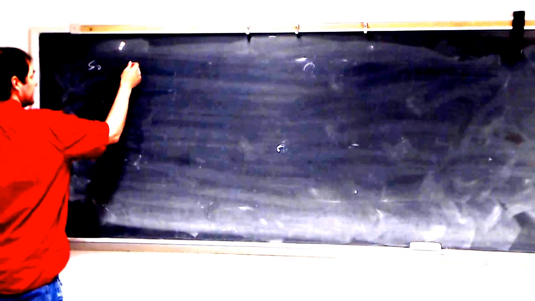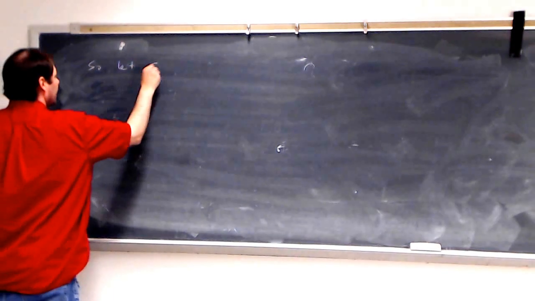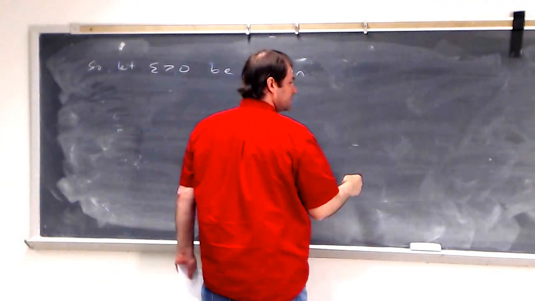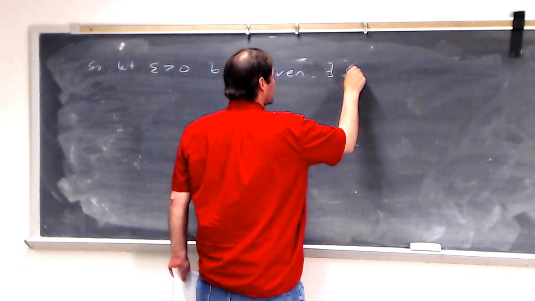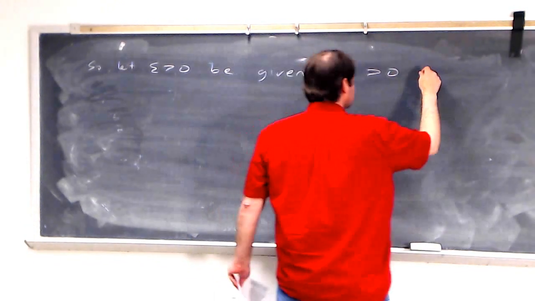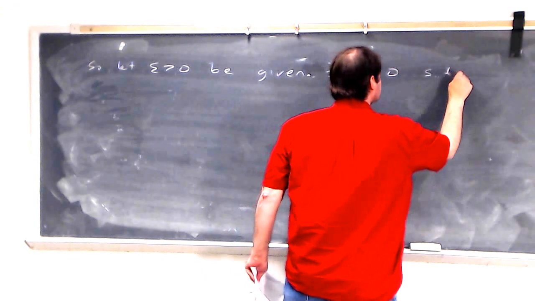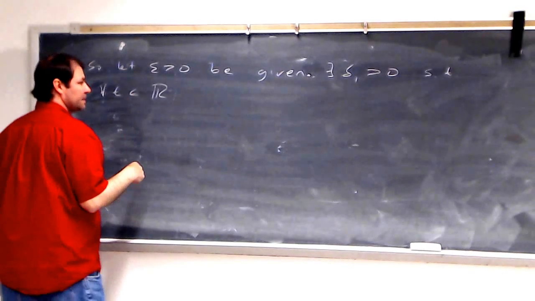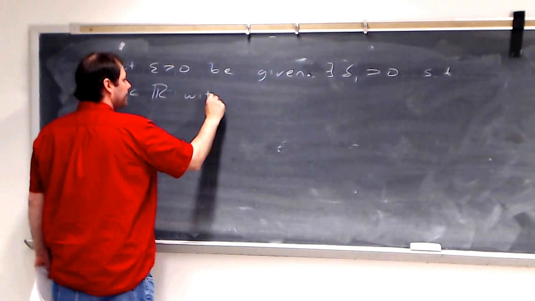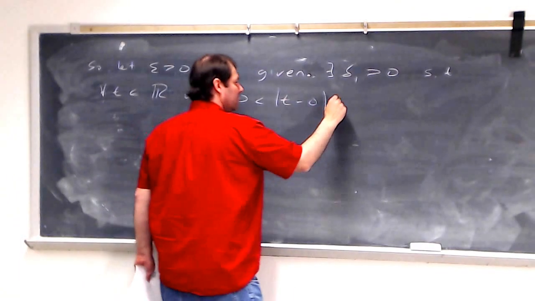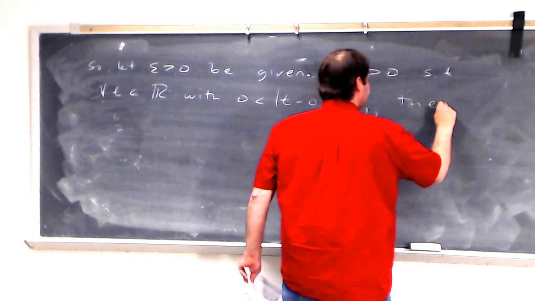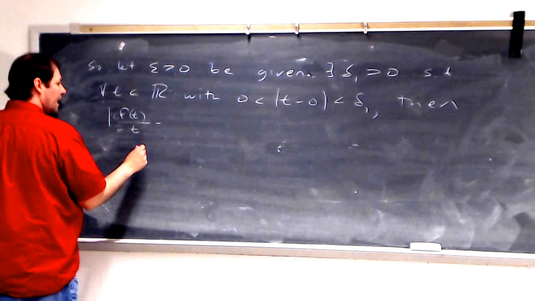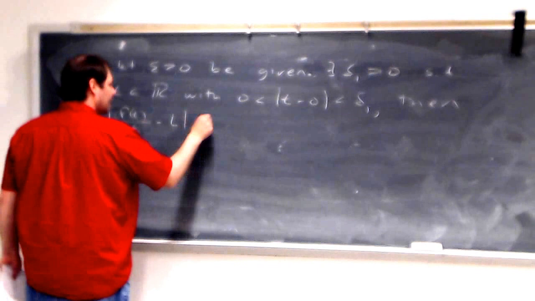So that means if we're given any epsilon, so let epsilon greater than 0 be given, then by the definition of this limit existing, there exists a delta greater than 0, let's call it delta sub 1, such that for all t elements of R, that's our input value, with 0 less than the absolute value of t minus 0 less than delta sub 1, then the absolute value of f of t over t minus L will be less than epsilon.